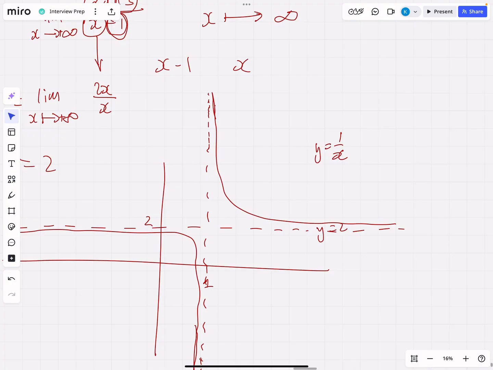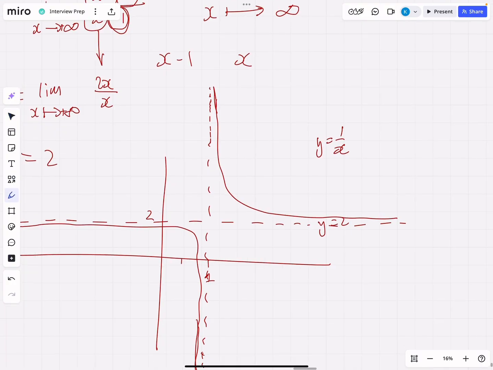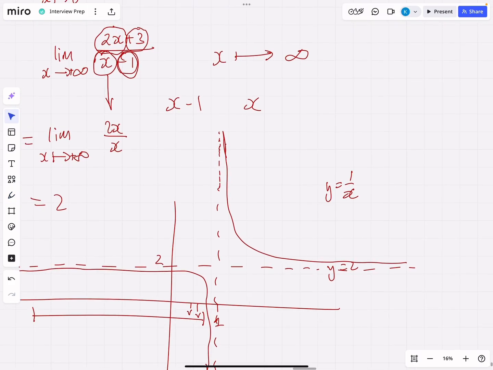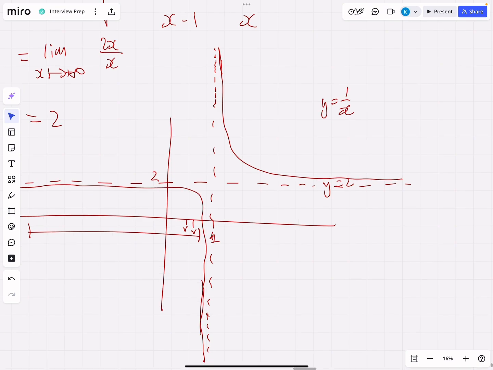And so when x is less than 1, we have that our denominator is negative. So we'll have a numerator that is positive divided by a denominator that is negative, right? As we get closer and closer to 1, and so we tend to negative infinity, right?